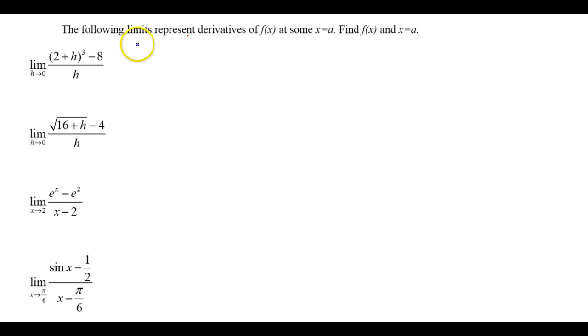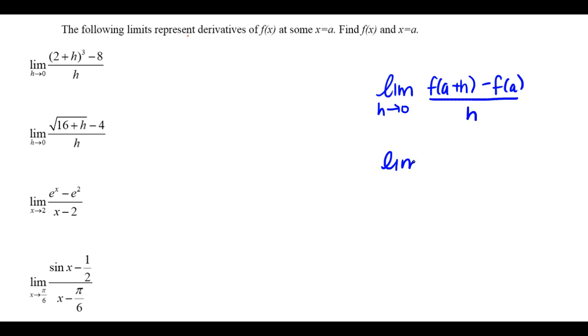Now this set of problems is telling you these limits represent a derivative, but let's try to look at each of these problems and see if we could have decided for ourselves that these represent a derivative. So we're looking for either of the two forms: the limit as h goes to 0 of f of a plus h minus f of a all over h, or the limit as x approaches a of f of x minus f of a all over x minus a.